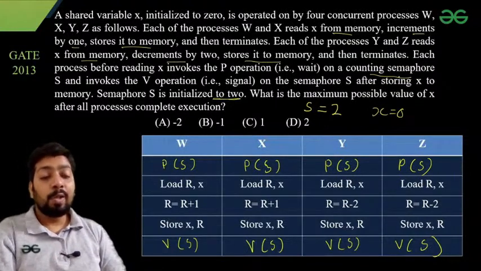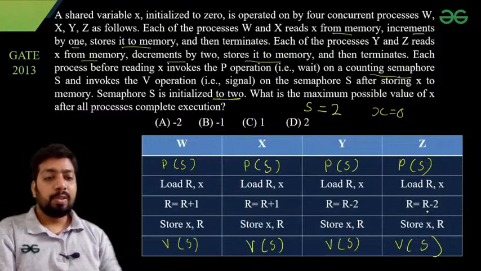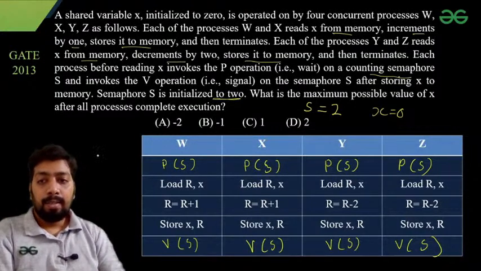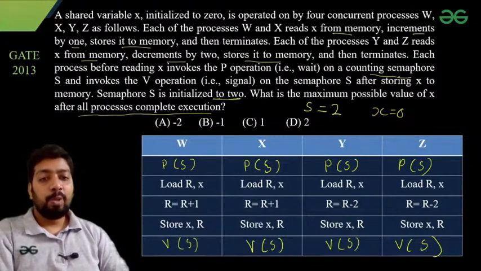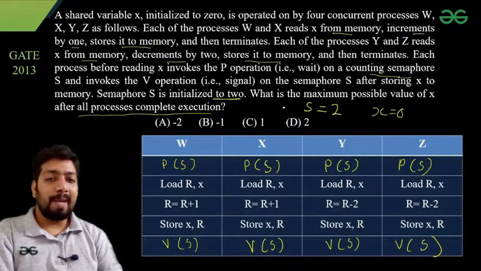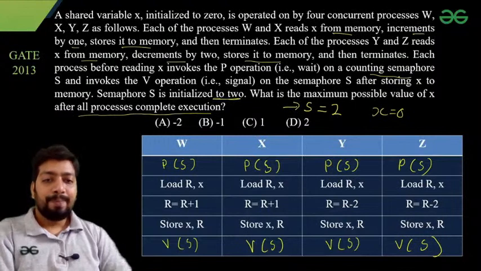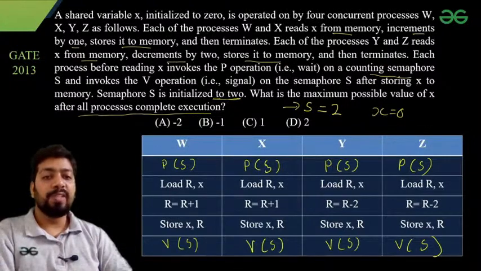Fine. So it is minus 2, not 0. So the value is minus 2 that we are getting after all processes complete execution. So you might be thinking that the answer should be minus 2, but it is not, because they are not using a binary semaphore, they are using a counting semaphore. That is the beauty of this question.